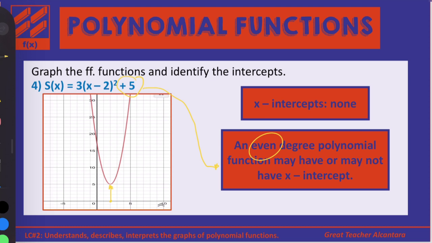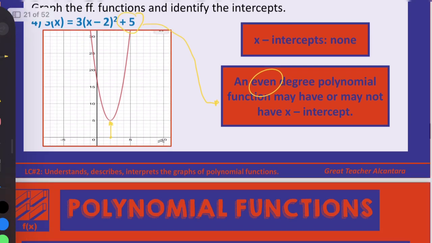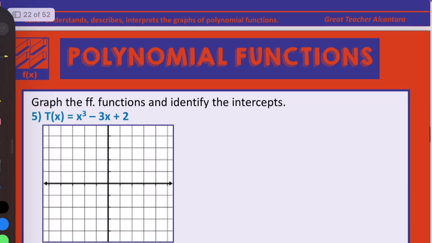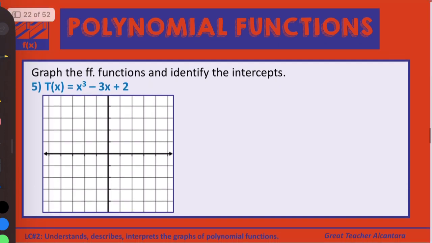Basically, what we're talking about here in the meantime is how the graph looks, the importance of their degrees, and their effect on how the graph will look exactly. So in this case, let's try some more examples. Let's say we have here t of x is equal to x cubed minus 3x plus 2.